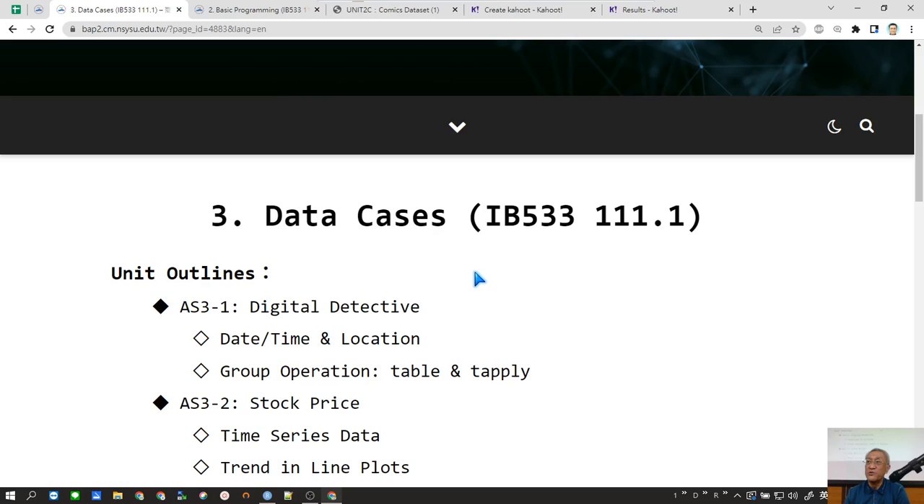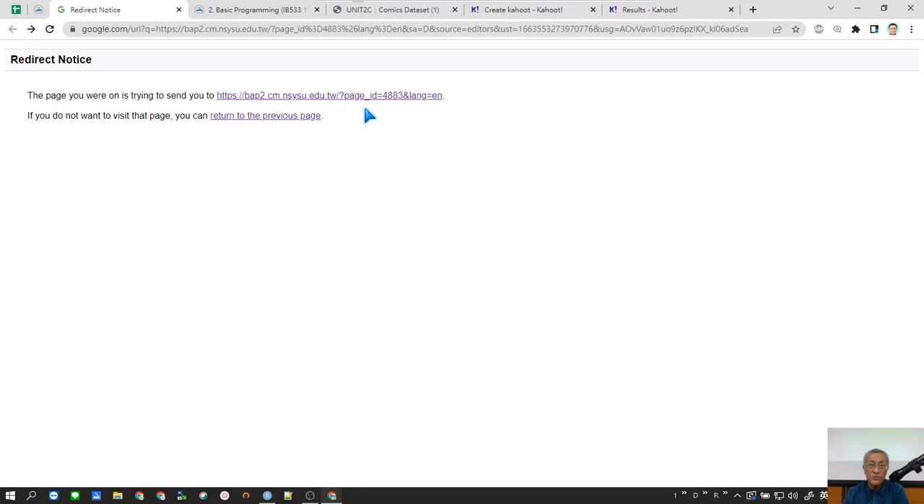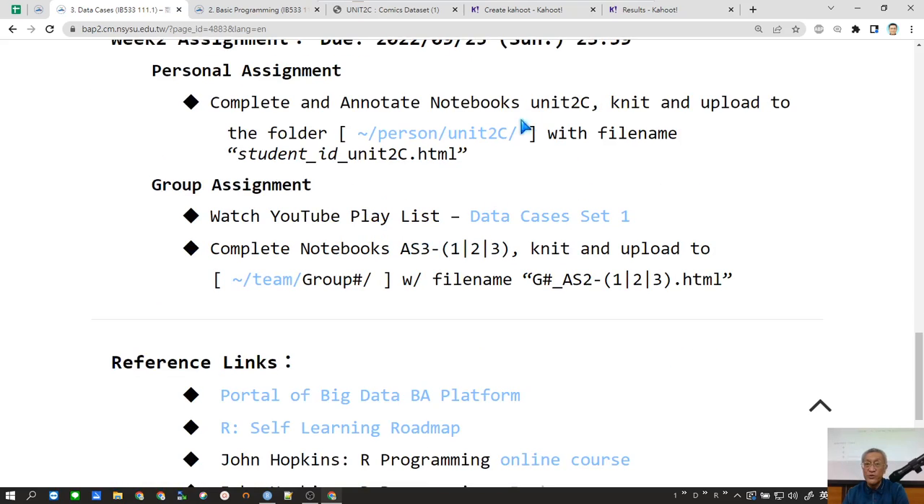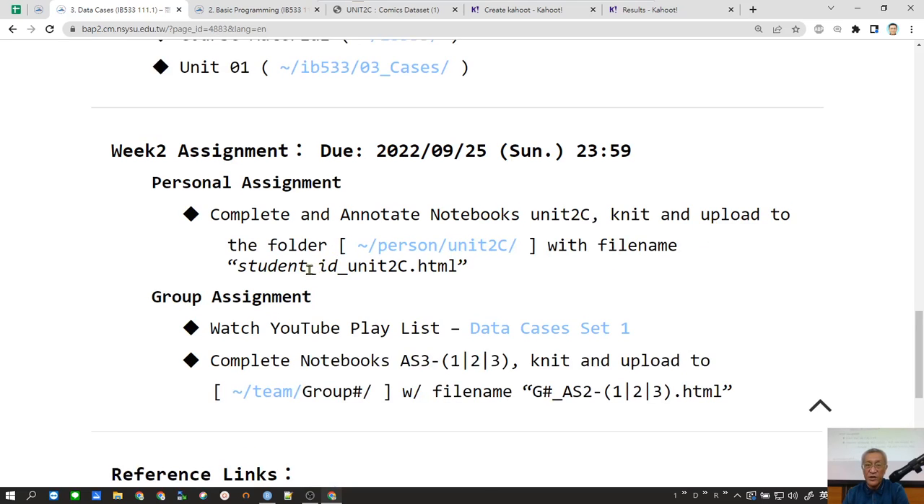So this week your homework assignment, for each one of you, is this. We have not finished 2C yet, right? But I want you to compile Unit 2C. Let's go back to Unit 2. So you compile Unit 2C and upload it with this file name: your student ID and Unit 2C HTML. I know that we have not finished it yet, okay? But do whatever you can. Try to annotate and make some notes. Try to finish Unit 2C and upload it. You don't need to complete everything yet, right? But I want you to do the exercise and upload.